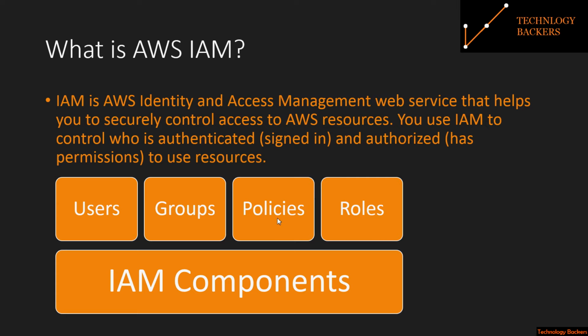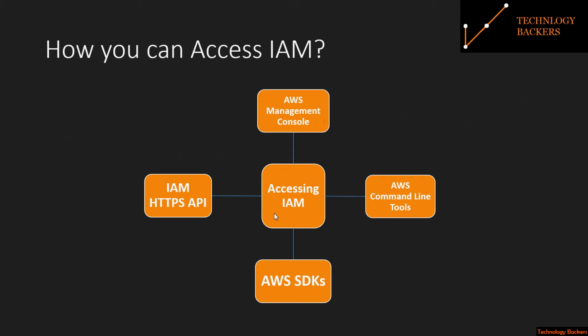So these are the IAM components: users, groups, policies, and roles. Let's see them in a little bit of detail. So this is how you can access IAM. Accessing IAM can be achieved through four ways. One is the AWS Management Console, meaning through the web portal. Another is the AWS command line tools through a CLI tool, and through AWS SDKs, software development kits. The SDKs are available in different languages like Java, .NET, and others. And the fourth one is using IAM HTTPS APIs.